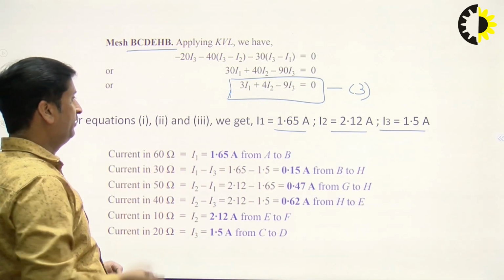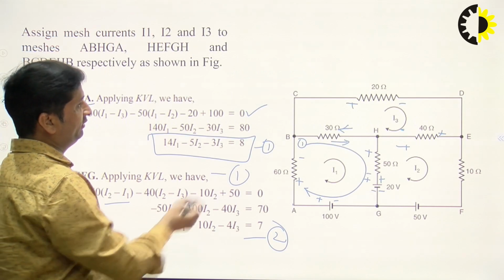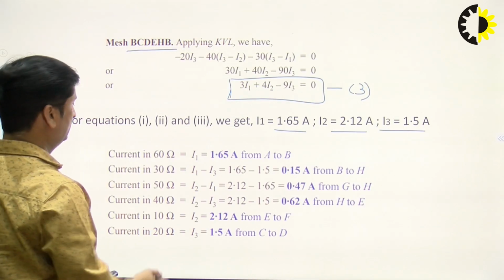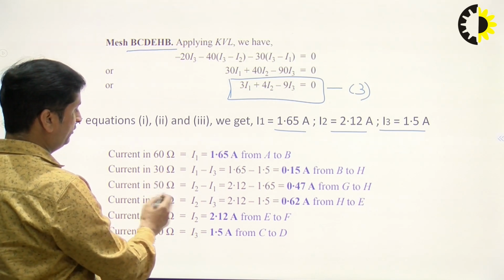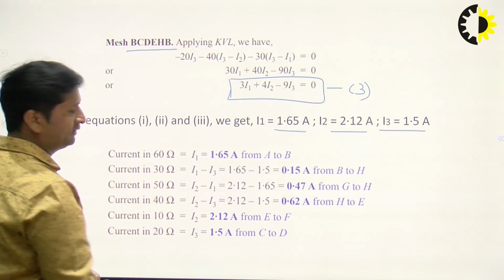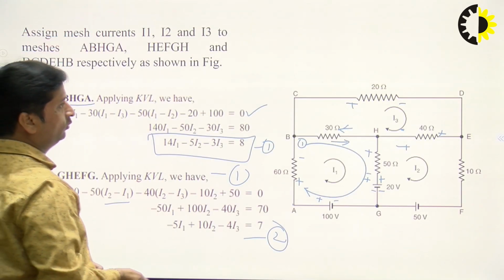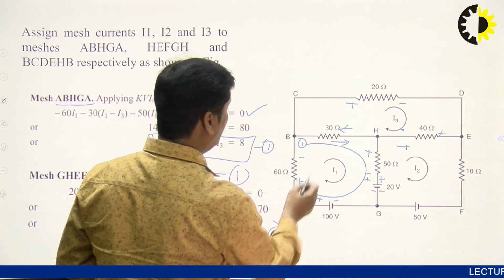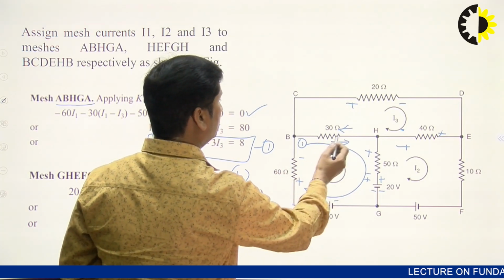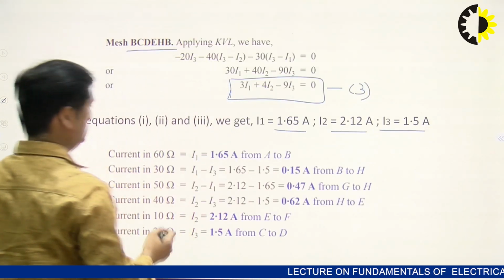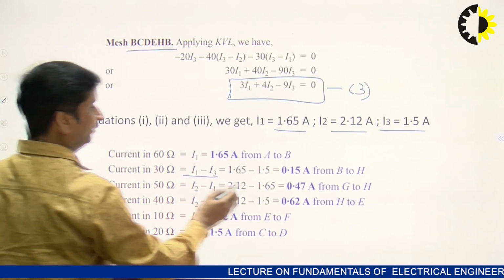Similarly, if we have to calculate the current in any branch, like 60 ohm, 30 ohm, 50 ohm, 40 ohm, we can take the effective current in that branch. Suppose in the 60 ohm branch, only I1 is flowing. In this 30 ohm, there is a current of I1 minus I3. So this is the current.